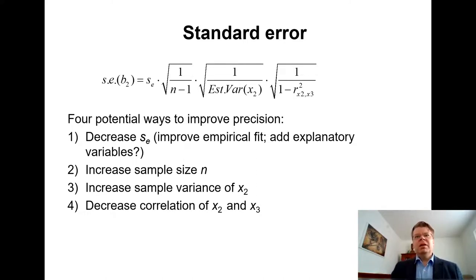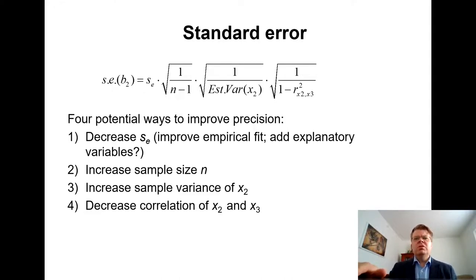So this is also, like I have already mentioned, that if you want to improve precision in terms of standard error, then ideally you want to have this standard deviation of the error term as small as possible. So in practice, you could of course think about improving the empirical fit. So you could, if possible, add more explanatory variables that belong to the model, then that could actually help to decrease the standard error. Increasing the sample size is generally a good idea if it's only possible. And increasing the sample variance of X2 is also helpful. And as a practical remedy to that, I already suggested that rather than restrict your sample to some very homogeneous subgroup, it's a better idea to pool them and then control for the heterogeneity with your explanatory variables. And then finally, decrease correlation between X2 and X3.